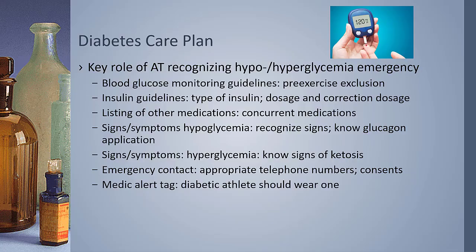The guidelines for hypoglycemia recognition and treatment include prevention, signs, symptoms, and treatment for hypoglycemia, including instructions on the use of glucagon. The guidelines for hyperglycemia recognition and treatment, including the prevention, signs, symptoms, and treatments for hyperglycemia and ketosis. The emergency contact information includes telephone numbers for the patient's parents and other family members, physician's telephone number, and consent for medical treatment, especially important for minors. And finally, the identification. Athletes with diabetes should have a medical alert tag with them at all times.